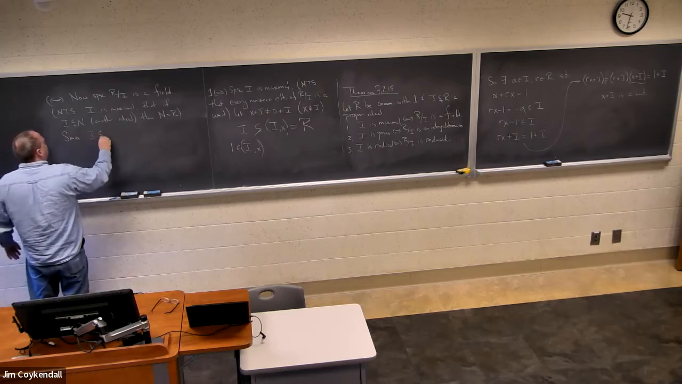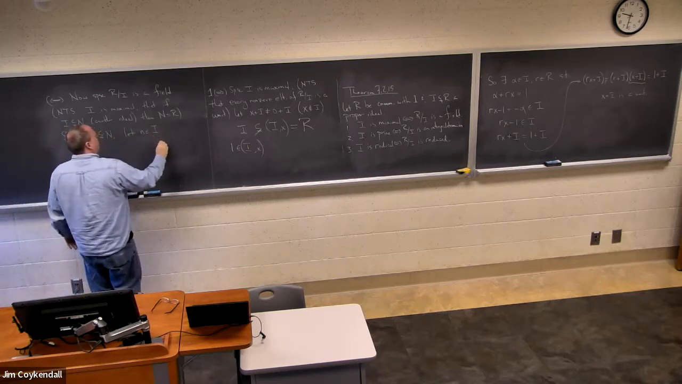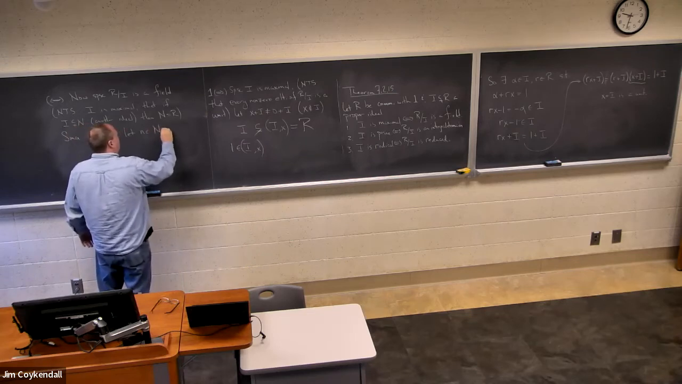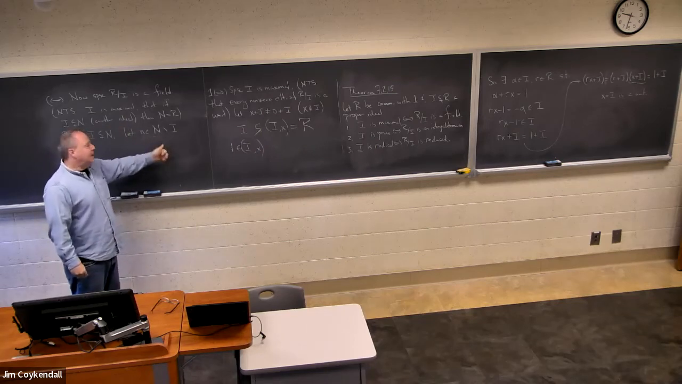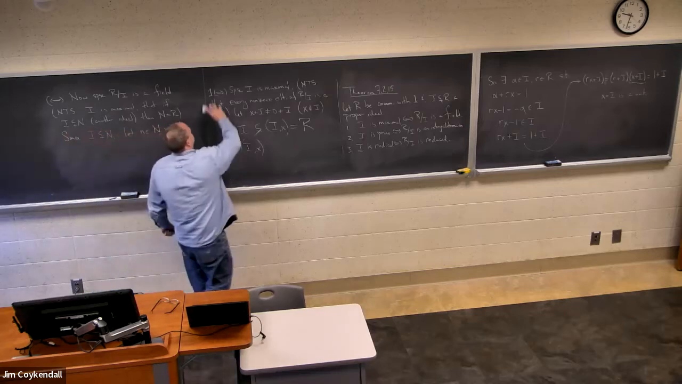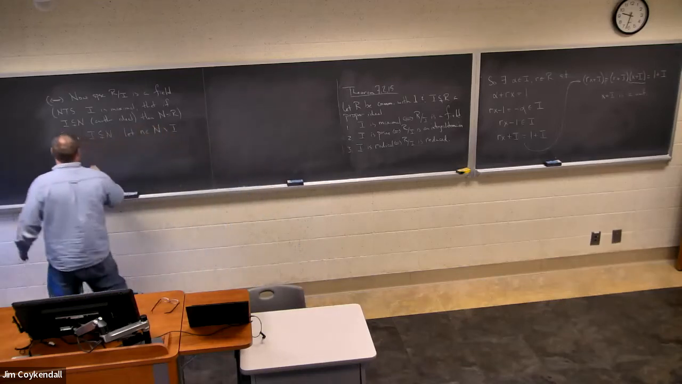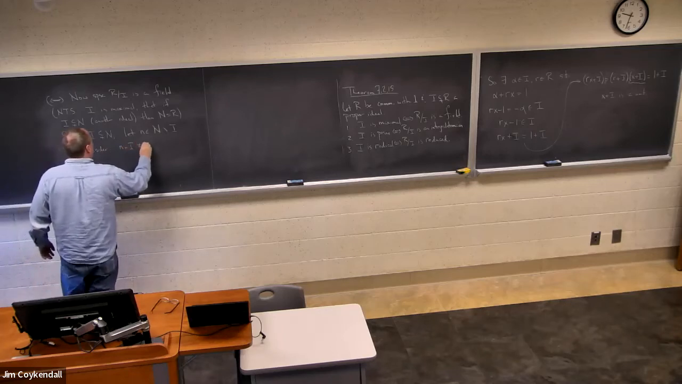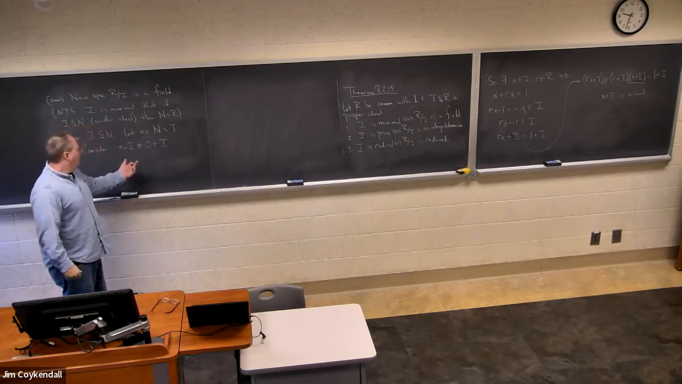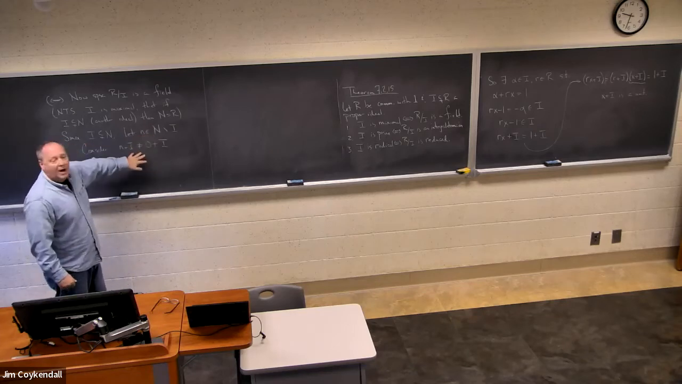Since I is strictly contained in N, let n be an element of N that is not in I. So pick something in N that's not in I, and I can do that because N is bigger than I. Now consider the coset n plus I, which is not 0 plus I. The reason n plus I is not 0 plus I is that if n were equal to 0 mod I, then n would be in I, and I picked it outside of I. So it's impossible for this to be 0.